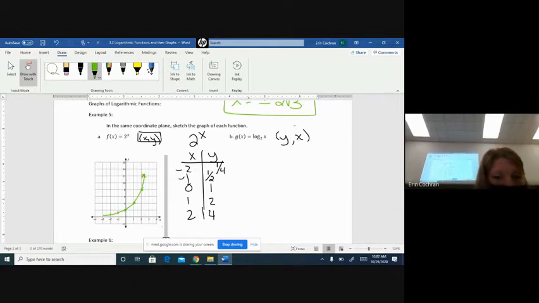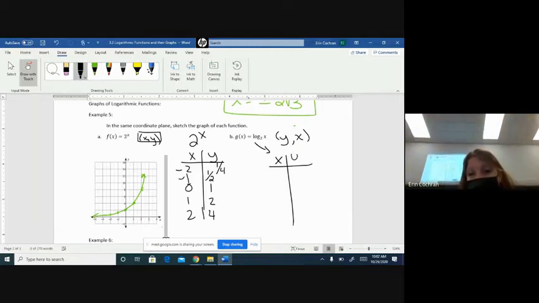And again, we have a horizontal asymptote at what? Y equals 0, right? Because will I ever get negative values for y when we're raised to exponents? No. Okay.